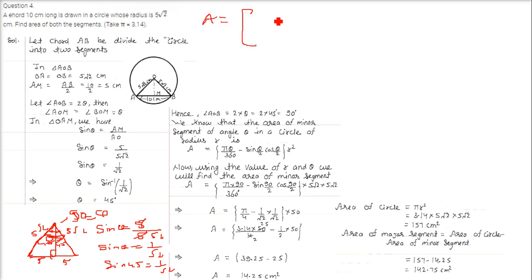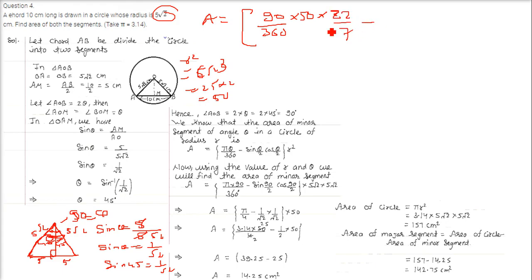So area will be what? This theta is 90 degree. So 90 by 360 into pi r square. Our radius is 5 root 2. So r square is 5 root 2 square. This will be 25, root 2 square is 2. So 50. So you can just bring 50 and multiply this with pi. So you can use 22 by 7.